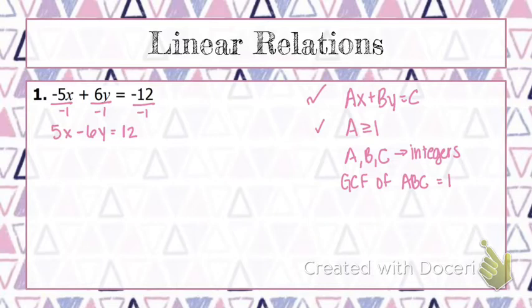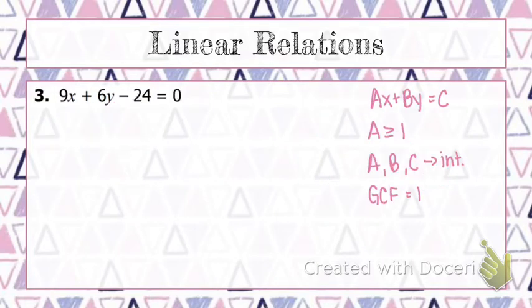A, b, and c have to be integers. That means no fractions or decimals. So we have 5, 6, and 12. That one's good to go. And the greatest common factor of a, b, and c is 1. So since there are no numbers that go into all three of those, 5, 6, and 12, this is satisfied. And so 5x minus 6y equals 12 is our equation in standard form.